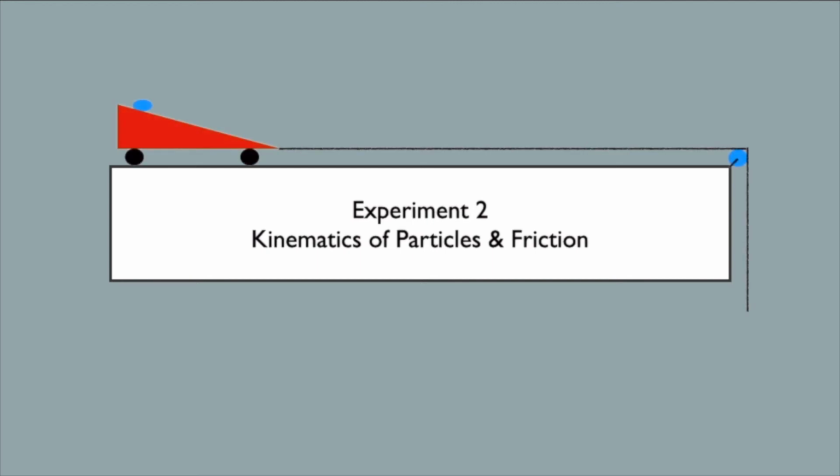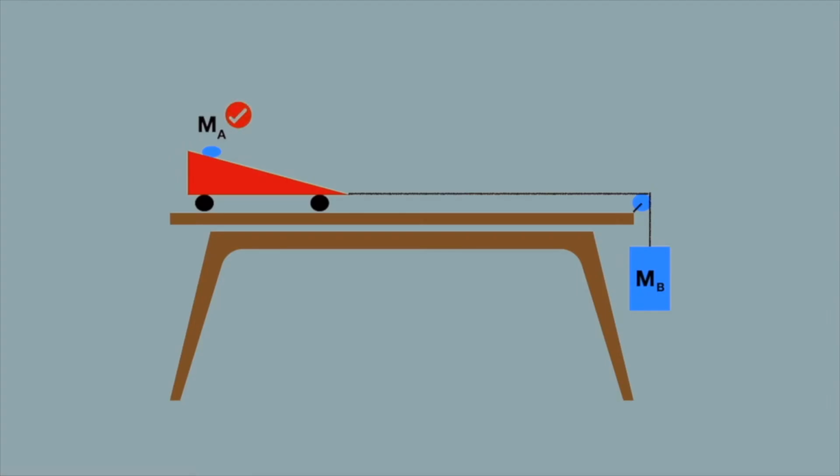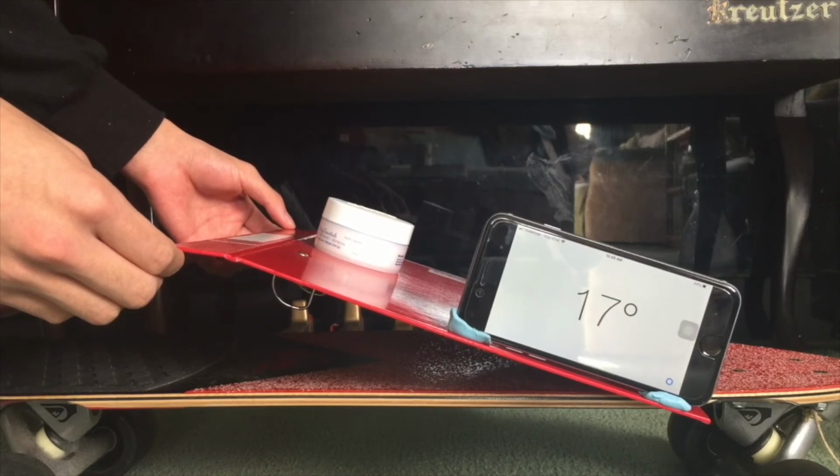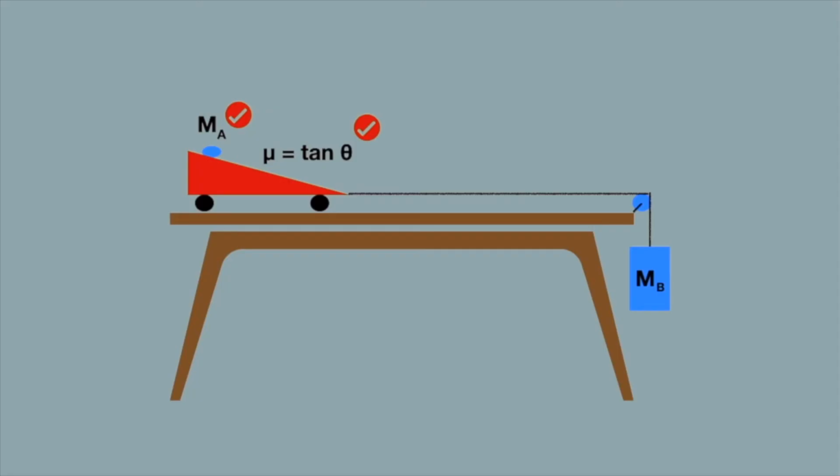For our second experiment, we decided to explore the topics of kinematics of particles and friction. We came up with the concept of a pulley system connected to a mass, and finding the mass required to produce an acceleration great enough to prevent a slipping object that is connected to the other end of the pulley from slipping. The mass of the slipping object would be known, as well as the coefficient of friction, which could be found from tan of the slope's angle, and we would need to find the mass of object B to create an acceleration great enough to prevent object A from slipping on the skateboard.